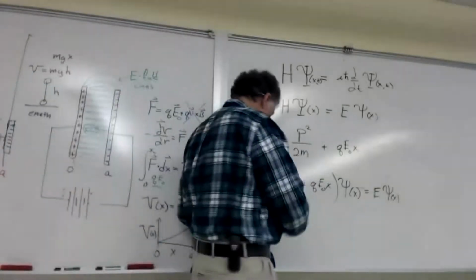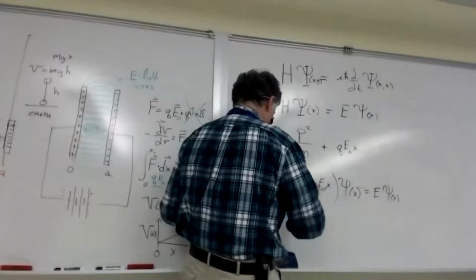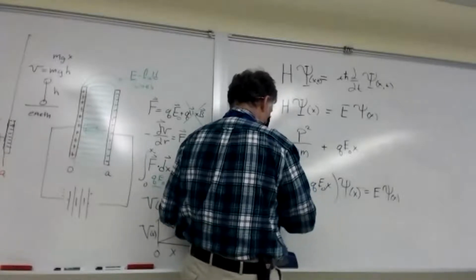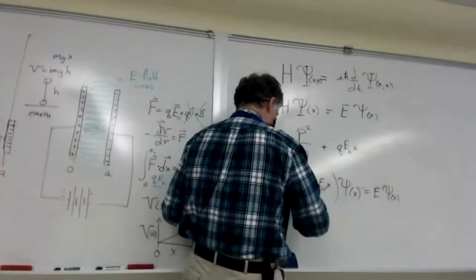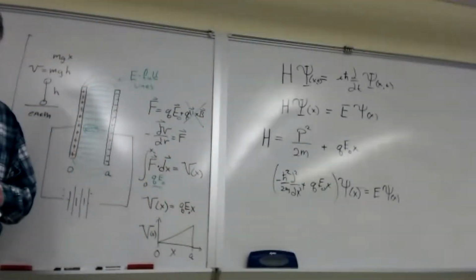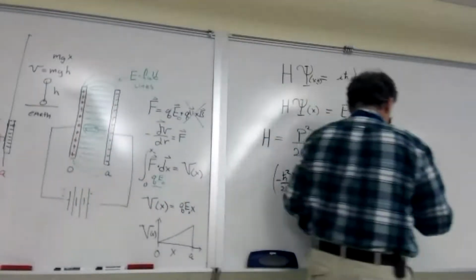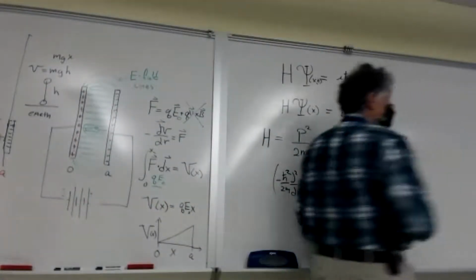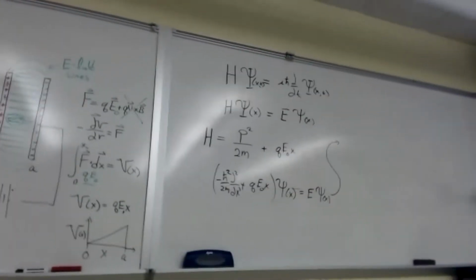Okay, this looks like a relatively unintimidating equation. Let's just write this out. This is supposed to be a minus h bar squared over 2m, second derivative with respect to x. Differential equation. Right? So we're really trying to solve an equation that looks like the following.